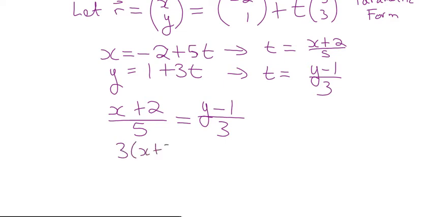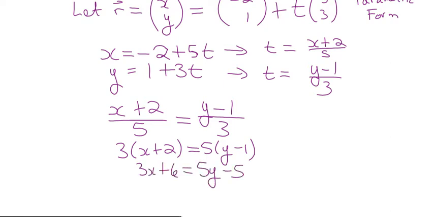Cross-multiplying, 3 times (x plus 2) equals 5 times (y minus 1), which gives us 3x plus 6 equals 5y minus 5. So in Cartesian form, 3x minus 5y plus 11, no, minus 11. Okay, so there's your Cartesian form: 3x minus 5y equals -11.